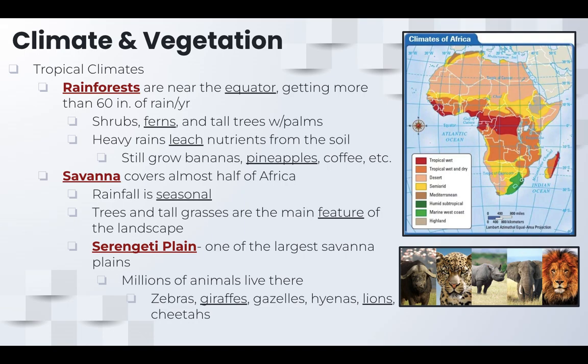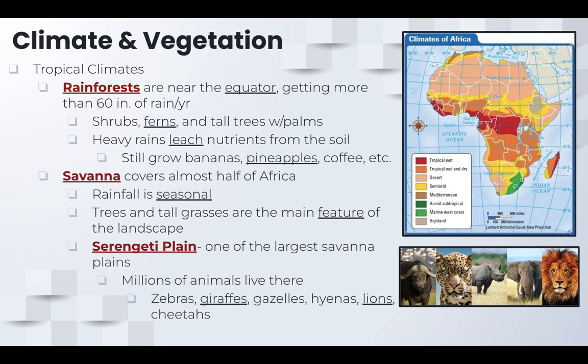Now the savanna, this is more of a tropical dry climate. Okay, so this covers almost half of Africa. This would be everything that's the orange here. Okay, that would be considered savanna. Rainfall is mostly seasonal. They do get rain, but it's mostly in the wintertime. And then trees and tall grasses are the main feature of the landscape.